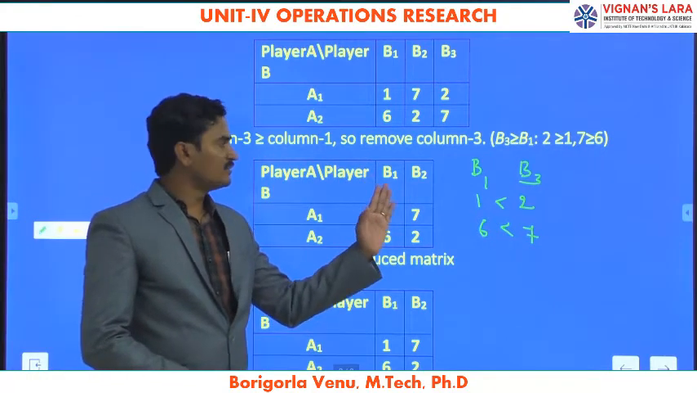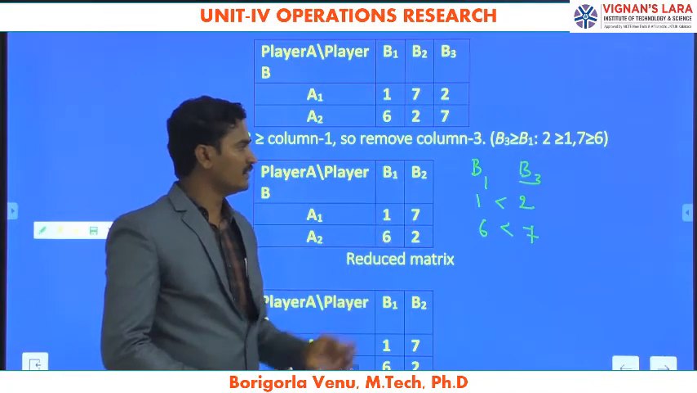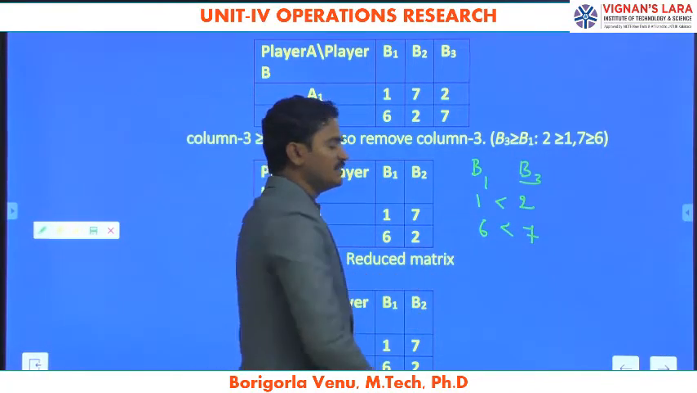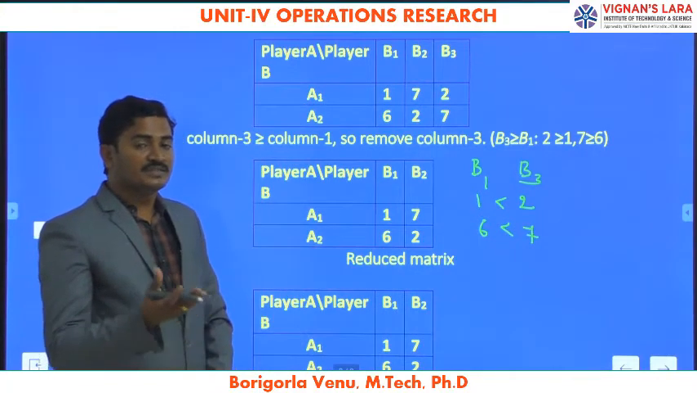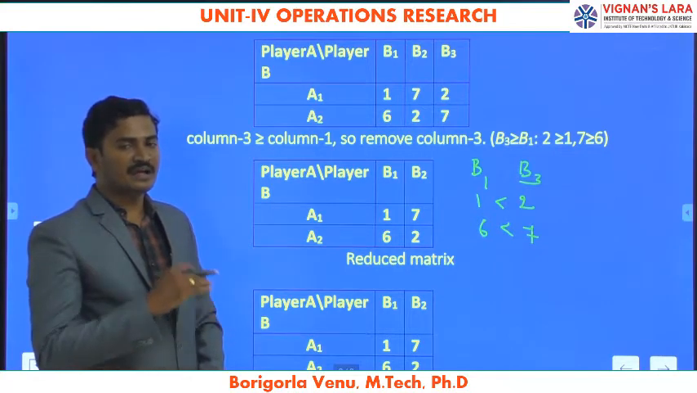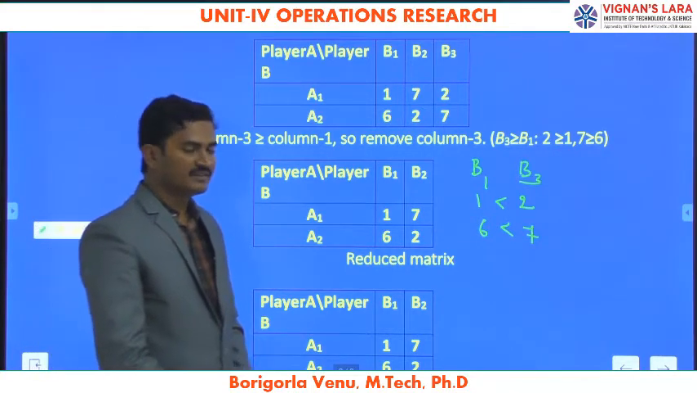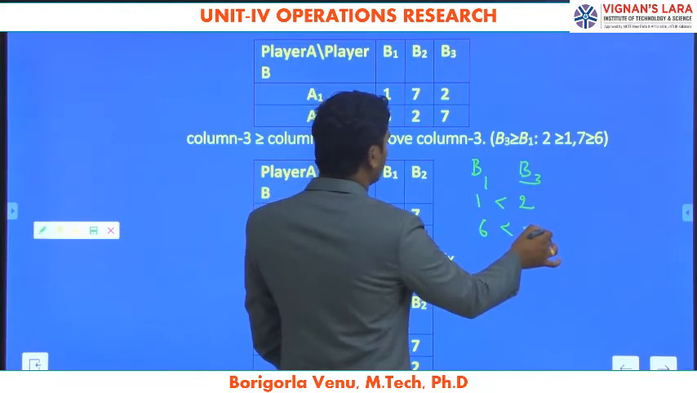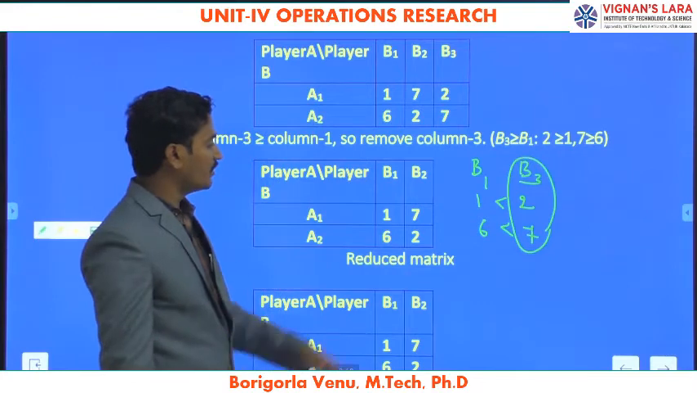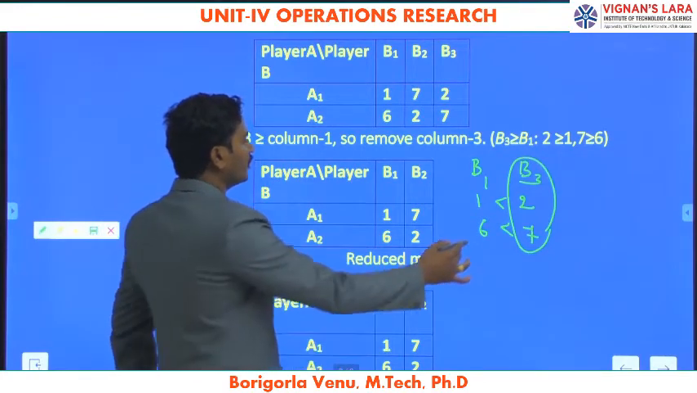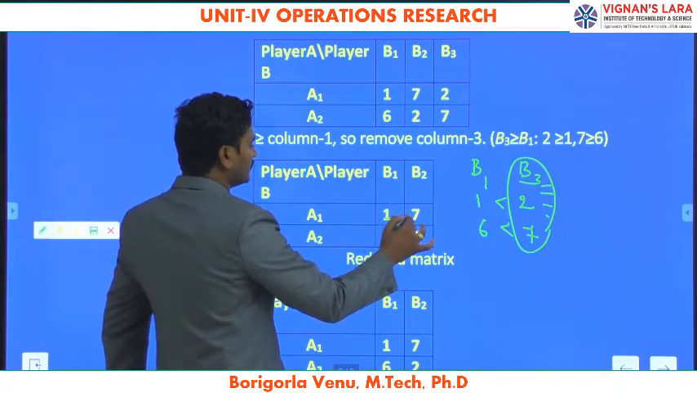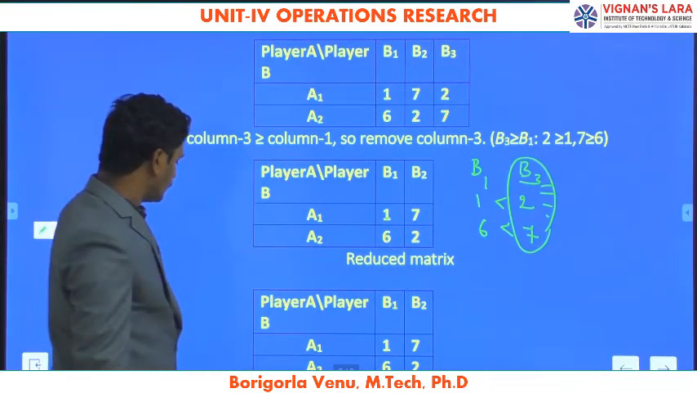Here we are taking column dominance, that's why we are going to delete the dominated column. If it were row dominance, we would keep the one which is dominating and delete the other one. Here it is opposite: we are deleting the dominated column. So I am going to delete B3. After deleting B3 we get a 2 by 2 matrix.